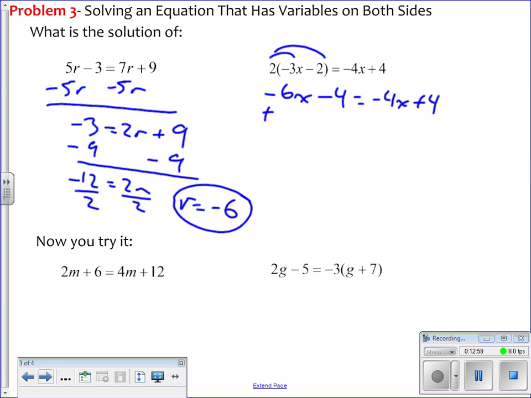If I add 6x to both sides, I get negative 4 equals 2x plus 4. Notice my x's are no longer negative. I had 2 negative x's, and I don't have any negative x's anymore. This is because I got rid of the smaller one. If you get rid of the smaller one every time, your x's or your variables will be positive. You don't have to worry about dividing by a negative.